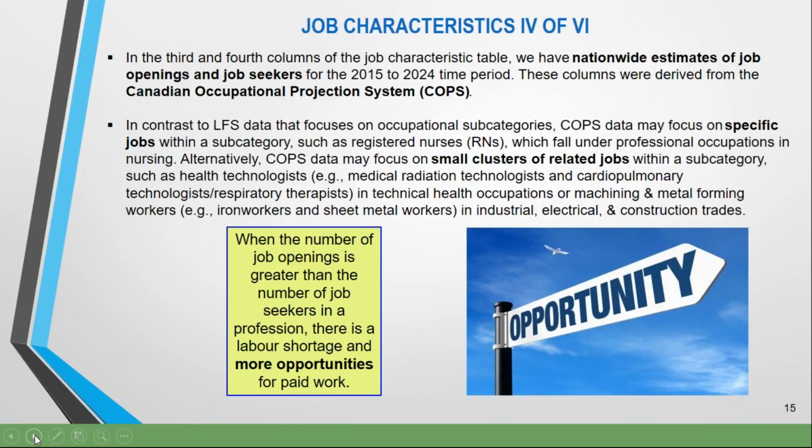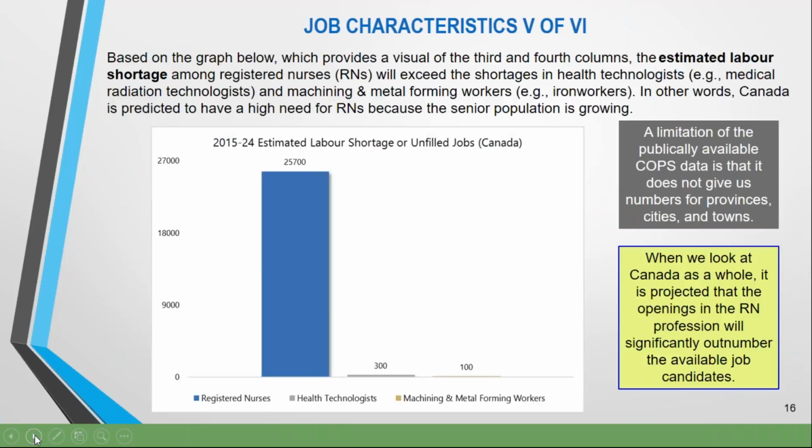Job openings and job seekers determine labor shortages. In other words, labor shortages occur when job openings outnumber job seekers. The graph we're looking at right now shows that there will be a major shortage of registered nurses, or RNs, and almost minimal shortages of health technologists and machining and metal forming workers. As Canada's senior population grows, the number of RN openings will greatly exceed the number of RN job candidates. We also want to point out that COPS data does not go to the provincial, city, or town level.